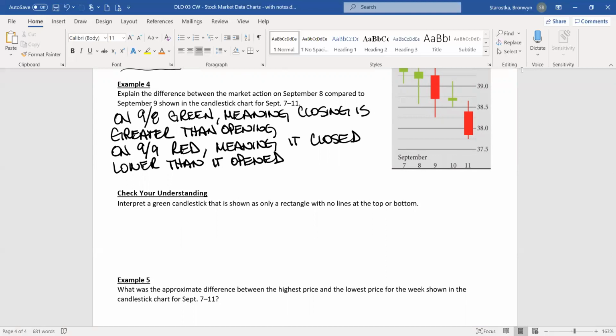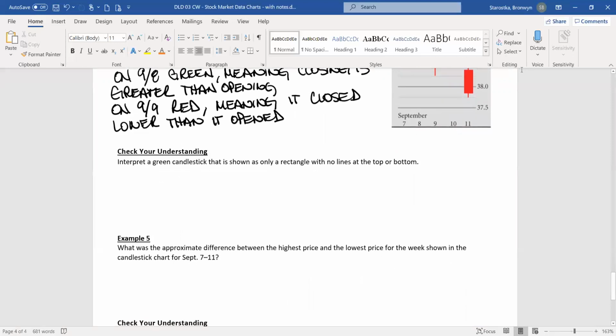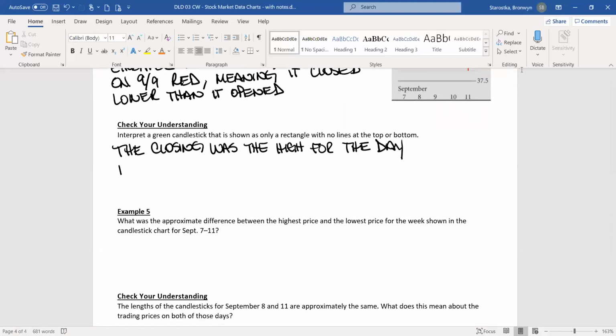So check your understanding. Interpret a green candlestick that is shown only as a rectangle with no lines at the top or at the bottom. So without lines at the top or the bottom means the closing was the high for the day. And the opening was the low for the day.